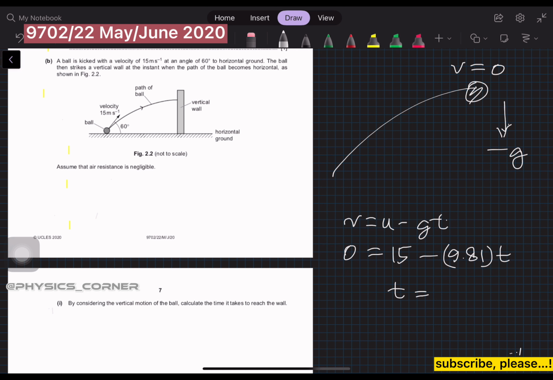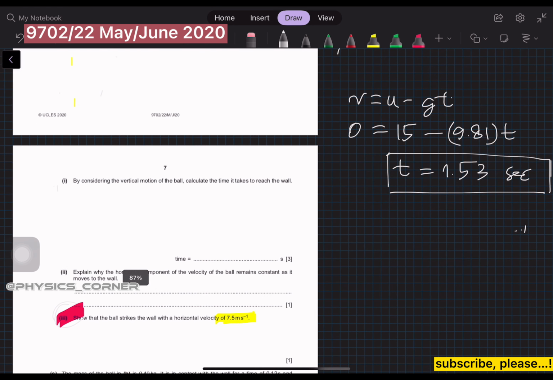15 divided by 9.81, it's about 1.52, 1.53 seconds. That's it. This is the answer. Then continue to the next number.